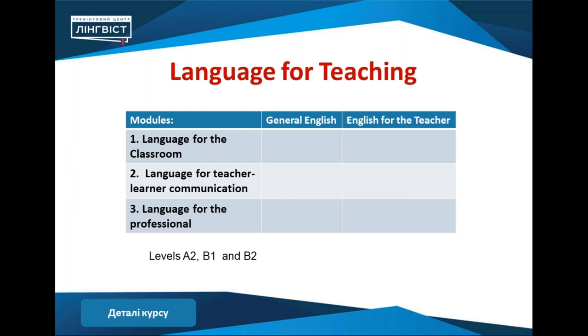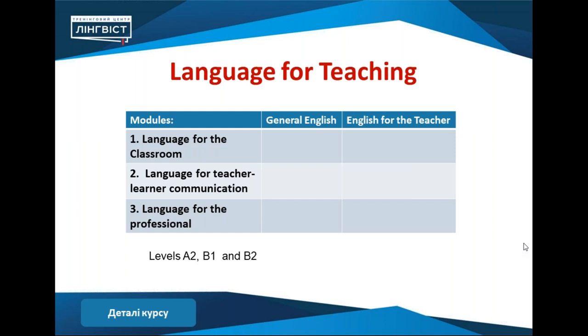This course builds English language skills and gives teachers the language they need to teach English with confidence. As you see, this course consists of three modules: language for the classroom, language for teacher-learner communication, and language for the professional. And each module comprises two parts: general English, with the focus on language use across a wide range of topics, friends, hobbies, habits, celebrations, and English for the teacher, with focus on professional language teachers use inside and outside the classroom. It is giving instructions, explaining concepts, correcting errors, praising, encouraging, and disciplining, that is, language for face-to-face and online communication.